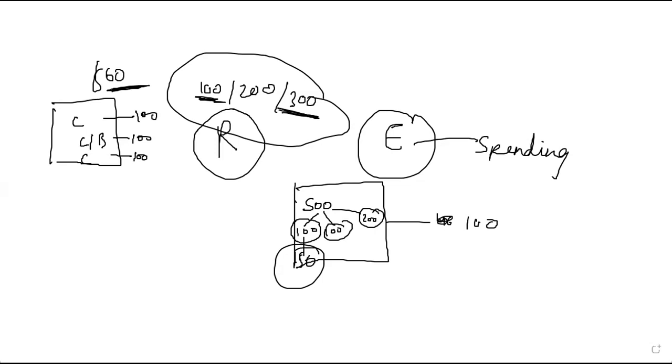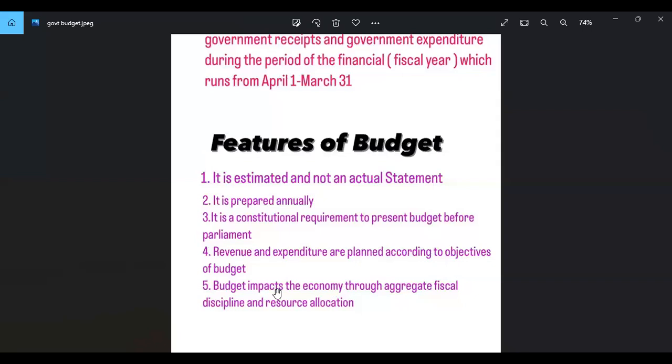So this is what the last point means: budget impacts the economy. See, your budget impacted your party, right? You might have bought the 300 rupees cake, but your budget was 500 rupees. That's why it impacted your party. Through aggregate fiscal discipline and resource allocation, how much resource you will bring and how much fiscal discipline you have throughout the year. Because it's for the whole year, from April to March, you have to plan everything. You cannot spend all the money in one go. So basically it impacts the whole economy, through aggregate fiscal discipline and resource allocation.